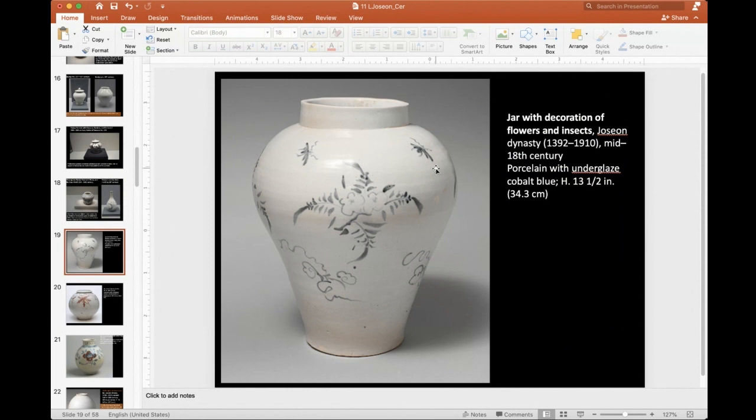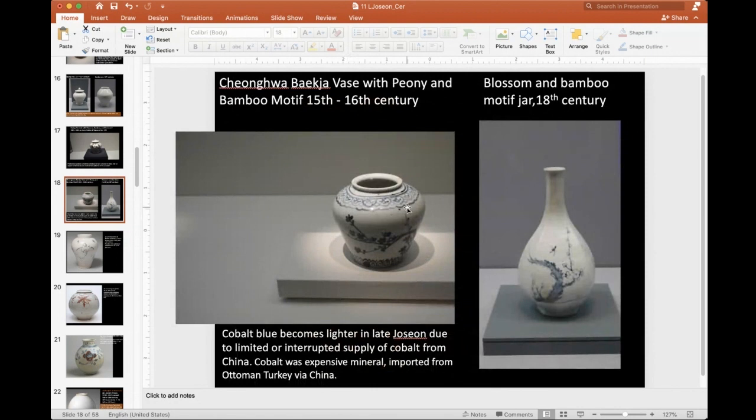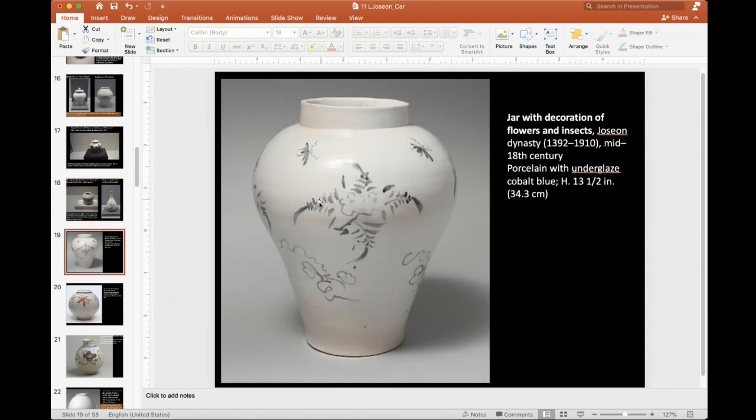So this is a great example of mid 18th century, late Joseon Dynasty, Cheonghwa Baekja, white porcelain with raised cobalt blue. But look at the color; it's almost like a grayish, like that. They diluted so much with water that you don't see the vivid blue. Like here, you see a lot of blue, but there is no blue anymore. It's more like a grayish color.